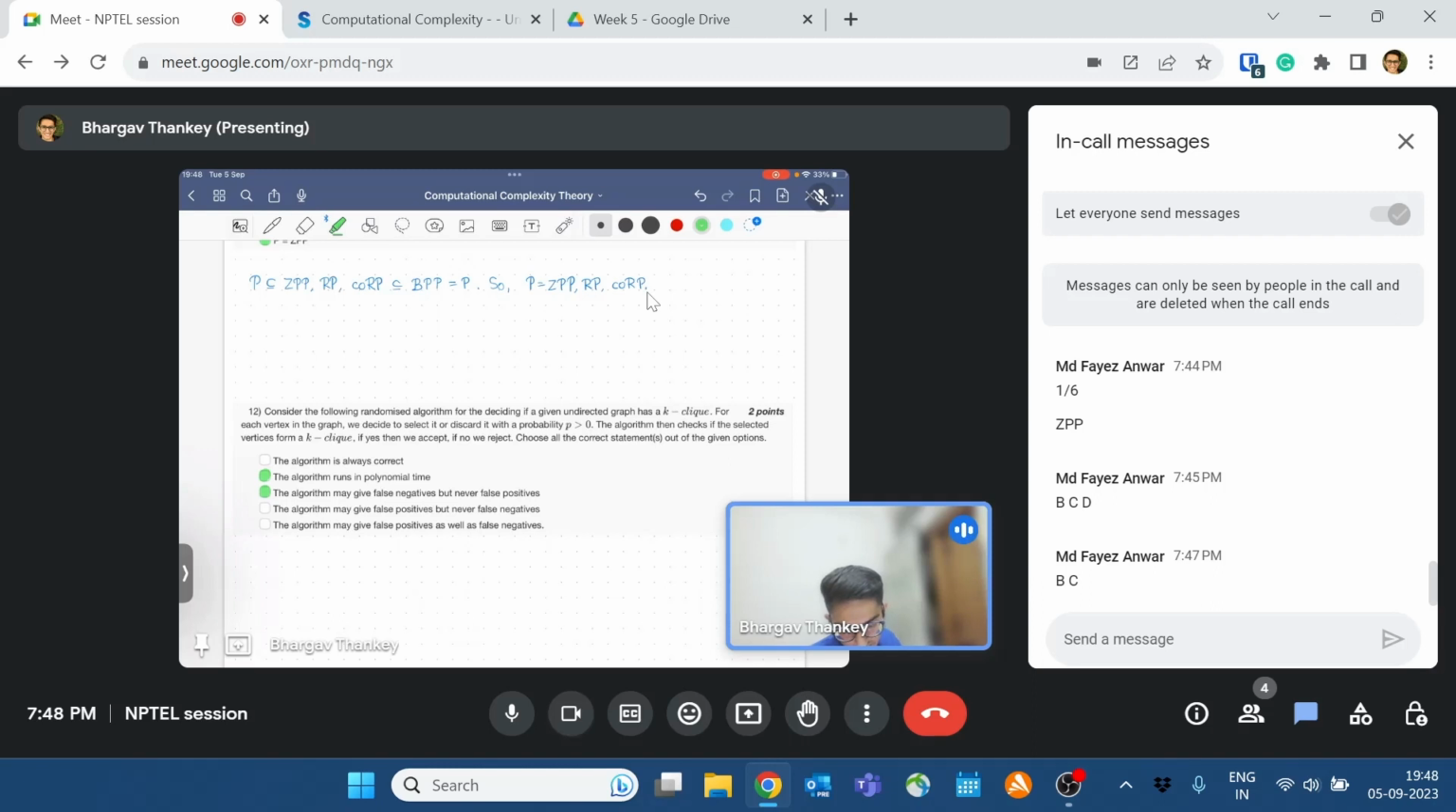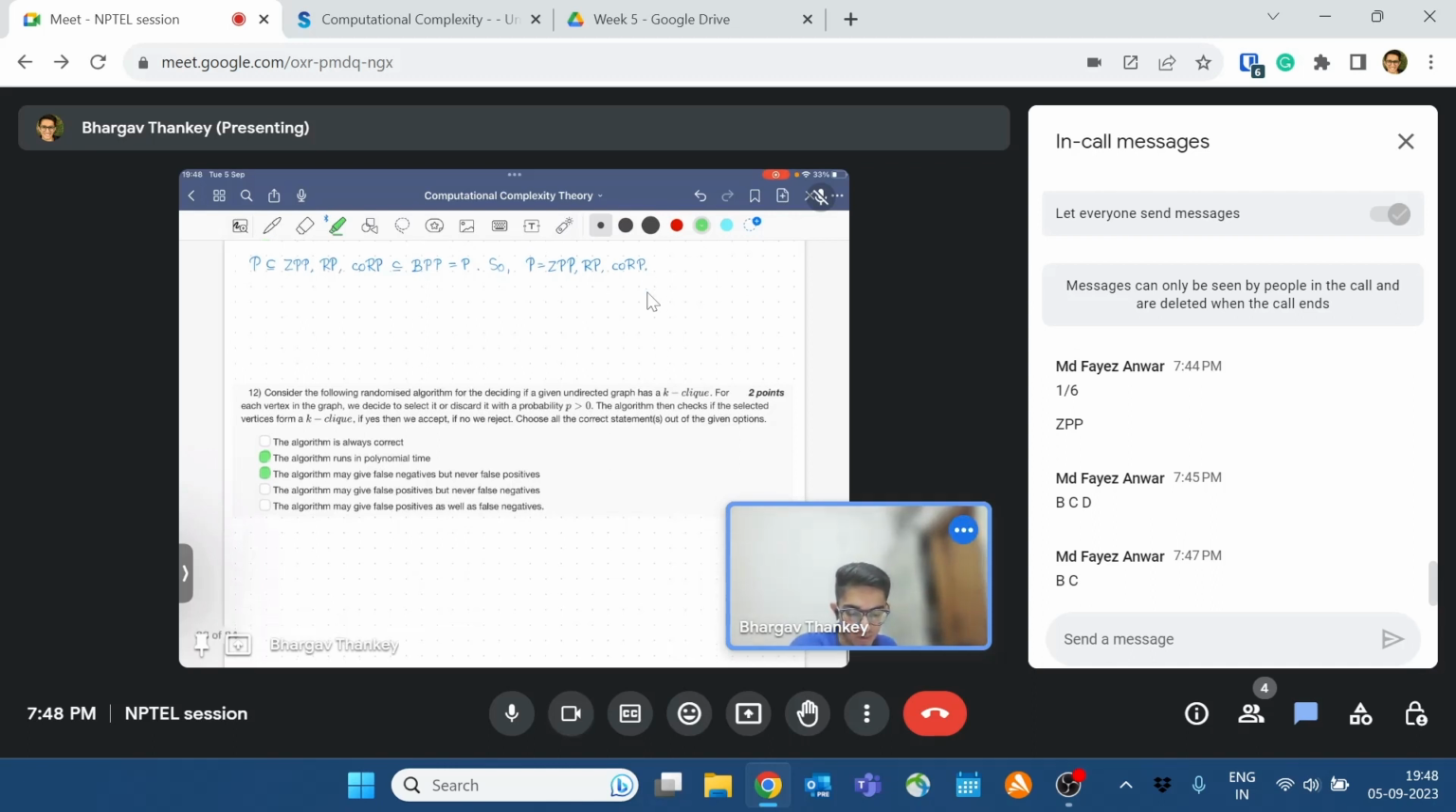The algorithm may give false negatives, but never false positives. So suppose that the graph had a k-clique, then it is possible, in fact with very large probability, that we won't pick it. The algorithm may end up rejecting a graph that does have a k-clique. So false negatives are possible. And what about false positives? If the graph does not have any k-clique, then no matter which set of vertices we pick, it's not going to be a k-clique, right? The algorithm is not going to accept it. And so there are never going to be false positives.